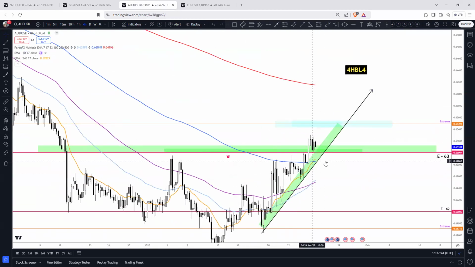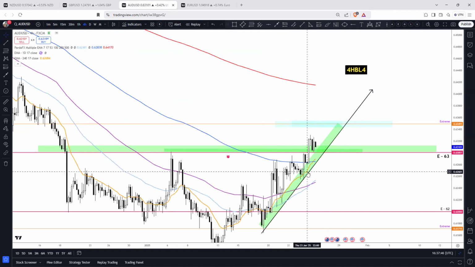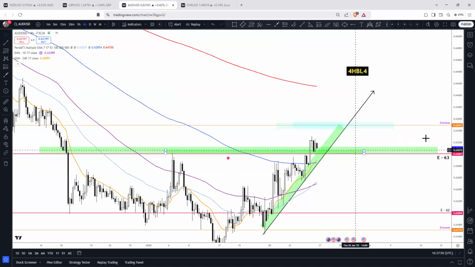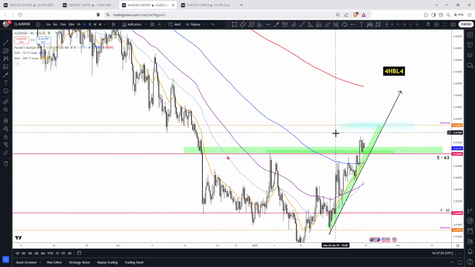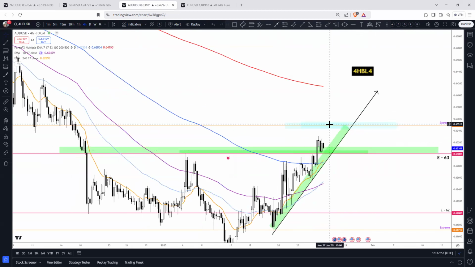You've got the 200 there being dynamic support. You've got the 4 hour EMA 17 coming up, which is obviously our retracement tracker. Okay, and again, extreme level of supply and demand just above. So be careful of that if you do manage to get an impulse.